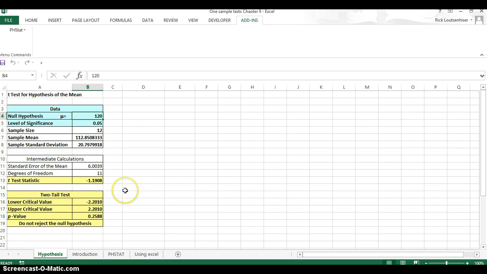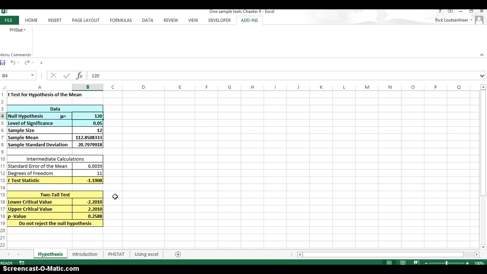The critical value for the test would be this. The lower critical value is minus 2.2, and the upper is 2.2. This number of minus 9.1908 lies between those two values. It's not as negative as this one, and it's not more positive than that one. It lies between them, and that's why you would reject the null.